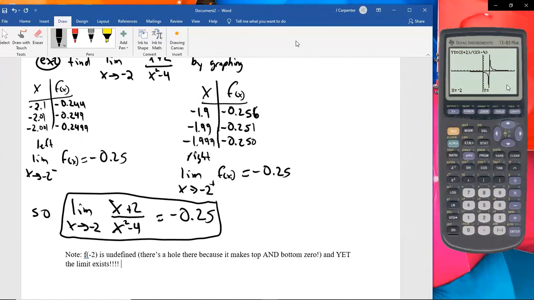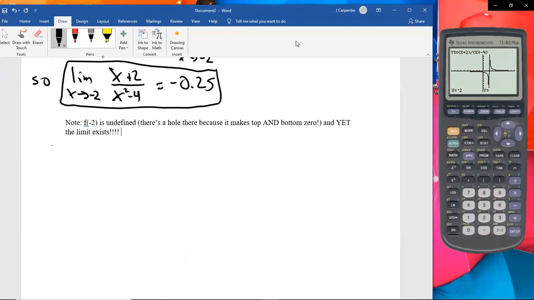So let me show you a couple pictures of some weirdness. And I'm just going to stick these in the first quadrant to make it easy. Let's have this graph right here.